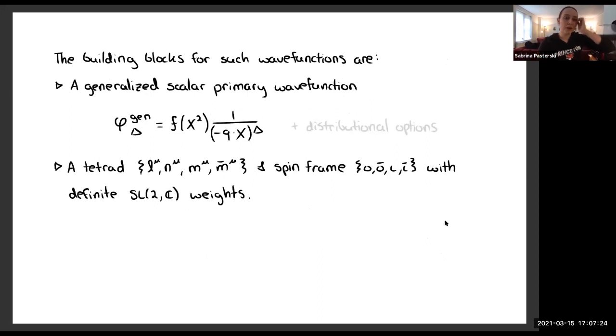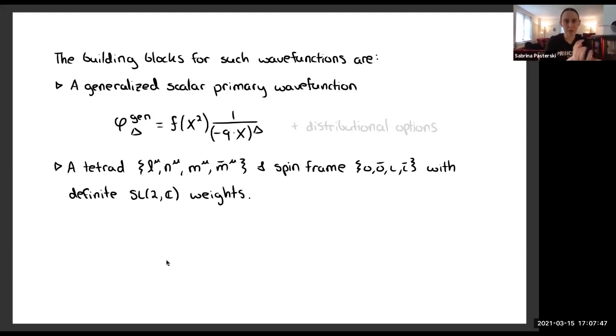Now, if I wanted to build an arbitrary generalized primary wave function, I have a certain finite number of building blocks. So I start with a generalized scalar. I know that it has to have the same overall factor of |CW + D| that comes from this negative q dot x, and then I multiply it by an arbitrary function of x squared.